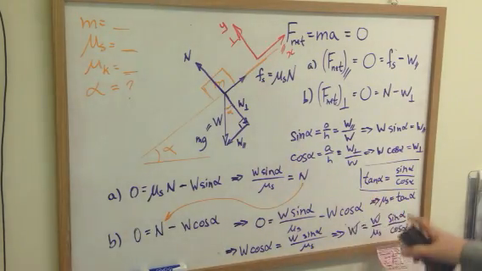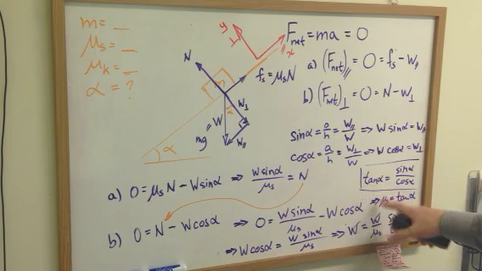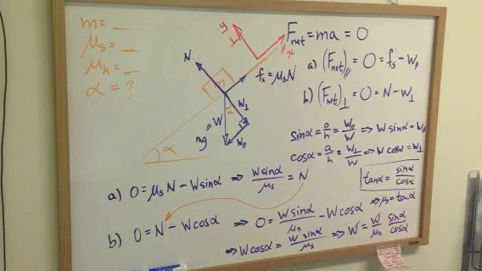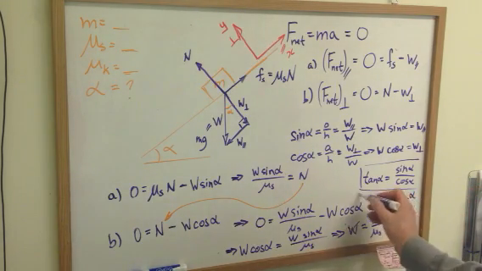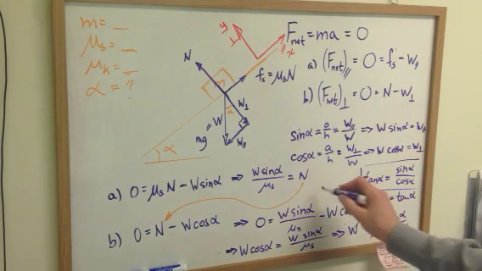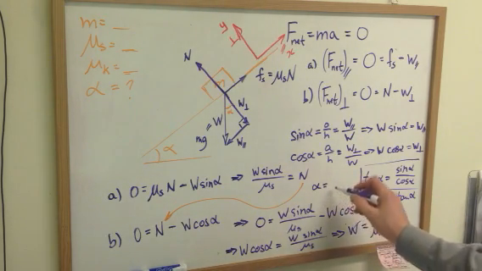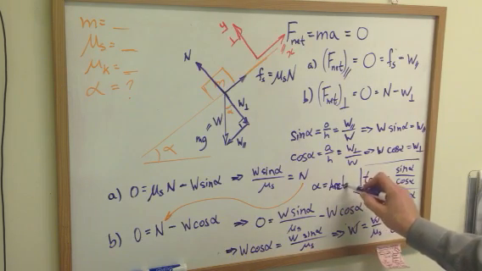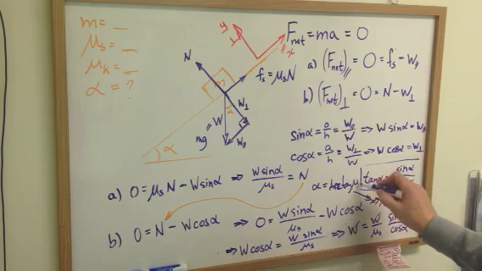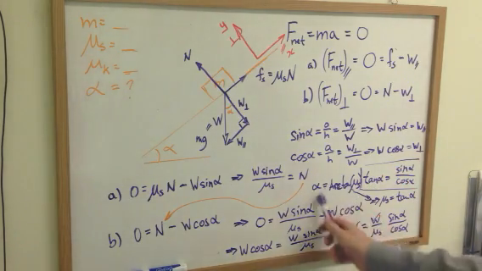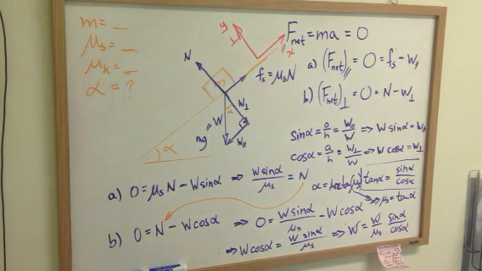So we calculated that tan theta was equal to mu s. And if we hit both sides by arctan, we can see that theta is equal to arctan, or inverse tan, of mu. All right, so you can figure out this angle. That wasn't that easy.